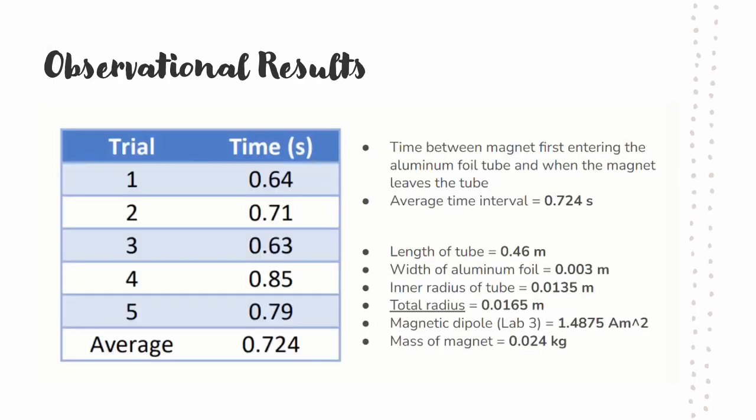Now let's go over the observational results that I got. You can see the table on the screen, and I will talk about the time between the magnet first entering the aluminium foil tube and when the magnet leaves the tube. The average time interval for this was 0.724 seconds, and I considered the length of the tube to be 0.46 meter. The width, radius, total radius, magnetic dipole, and mass of the magnet can be seen on the screen.